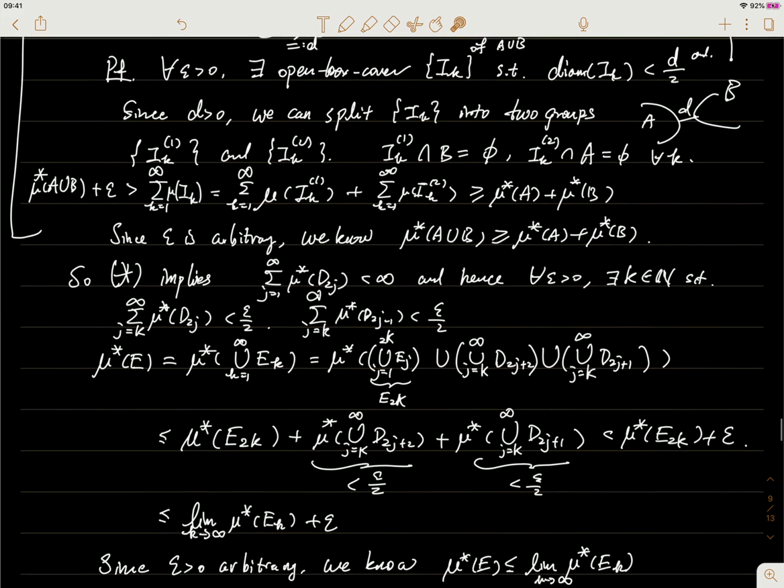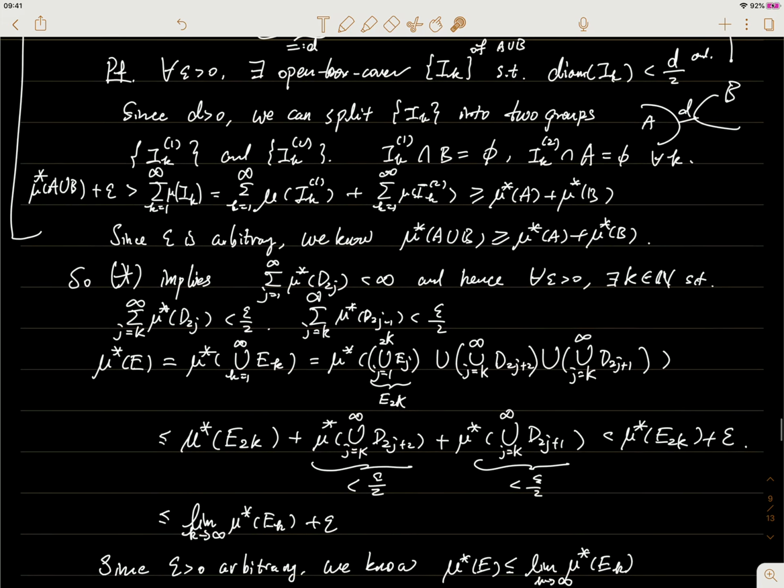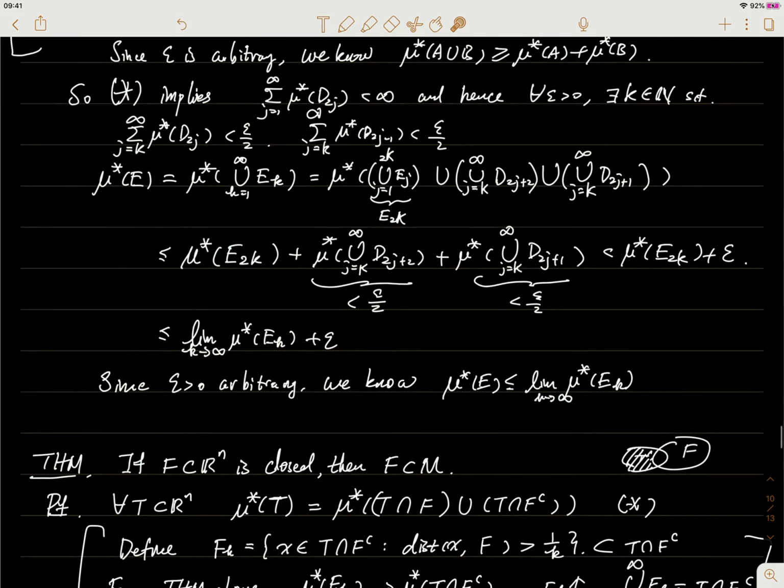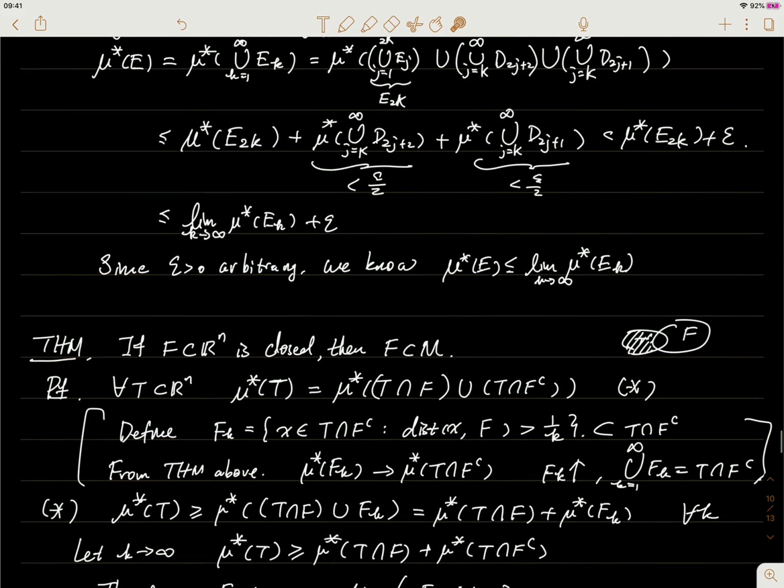So this theorem can be used to prove a very important result we're going to show next, which is that all the closed sets are actually measurable.